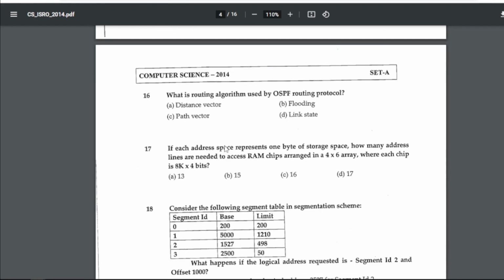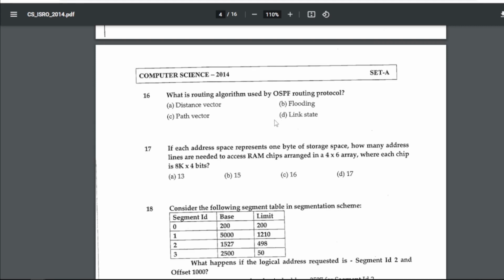Now question number 16: what is the routing algorithm used by the OSPF routing protocol, right? So the routing algorithm used by the OSPF routing protocol is link state. Basically OSPF stands for Open Shortest Path First. So this is a link state routing protocol, which is a network layer protocol and uses the link state routing method to calculate the shortest route to a destination through a network based on an algorithm. It falls into the group of IGP, interior gateway protocol, right? So link state will be our answer for 16.